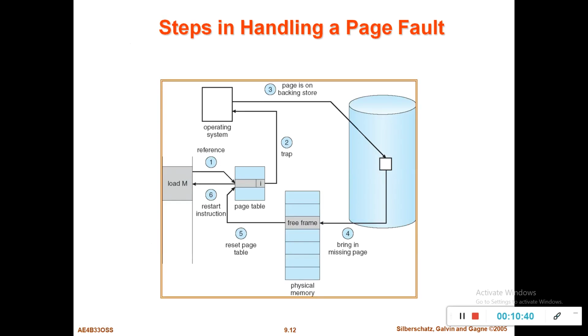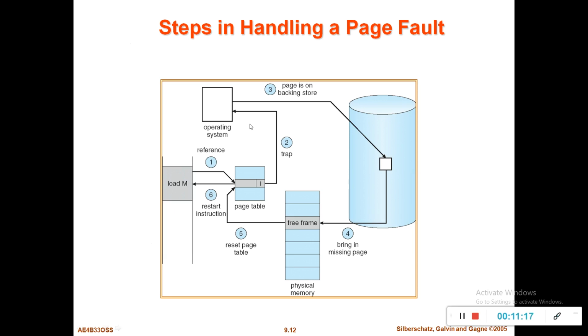Next, the diagram shows how the page fault is handled. When you load the page or instruction M, it will search the page table first. It will check whether the page is a valid reference or an invalid reference based on the bit. If the bit is set to I, the page is not in the memory. Then it will trap to the operating system, saying that there is a page fault, or the page is not in the memory.